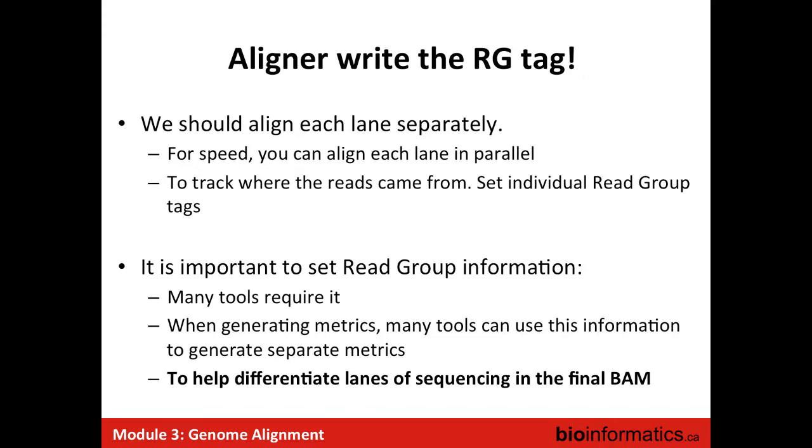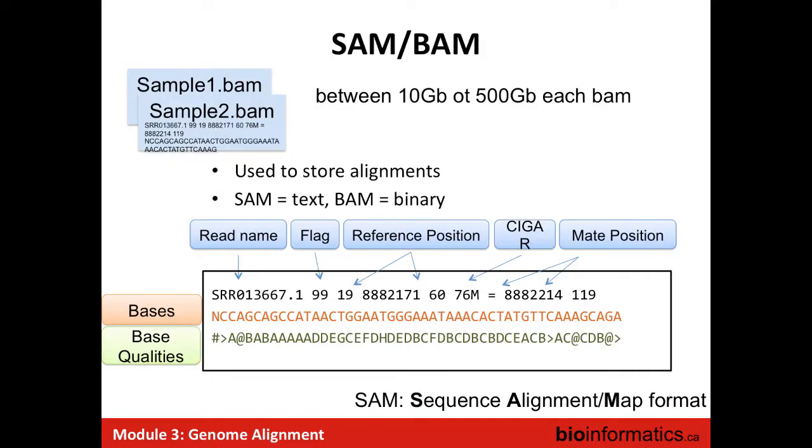So when you do your alignment, you will end up with a file called SAM or BAM. SAM is the uncompressed version, and BAM is a binary version of the file. SAM stands for sequence alignment mapping format. You will have one BAM per read set or per sample, depending on how many exist.